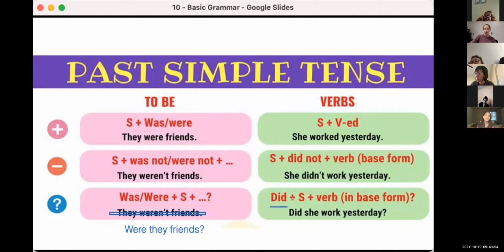And our question form with our regular verb will also use did, subject, and verb in the base form. Did she work yesterday?